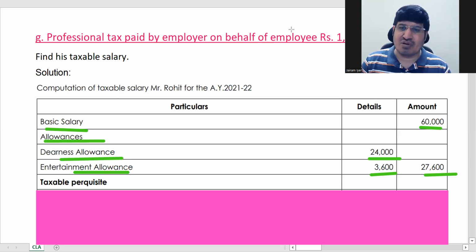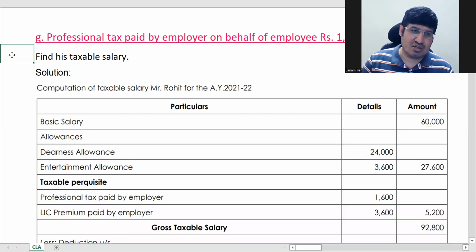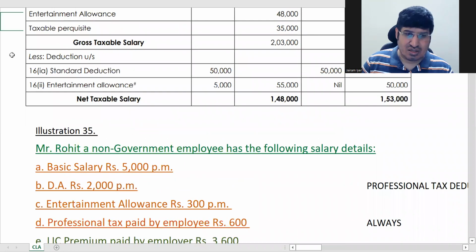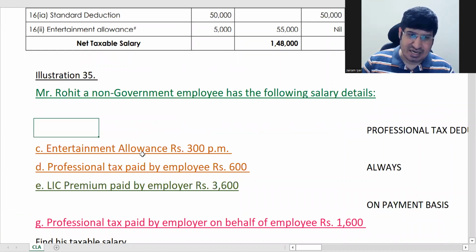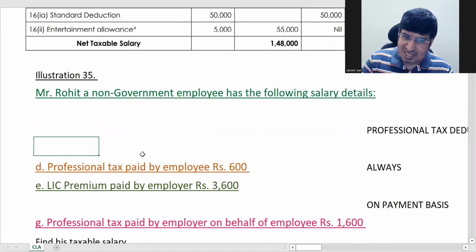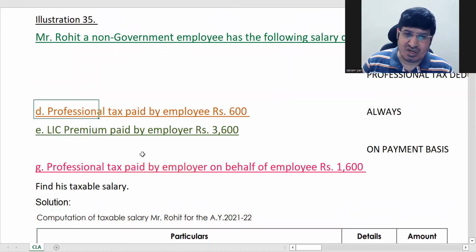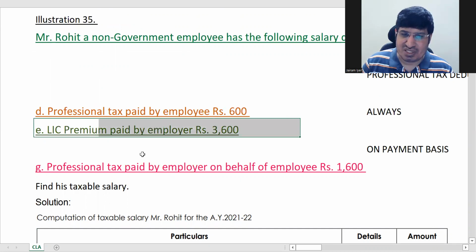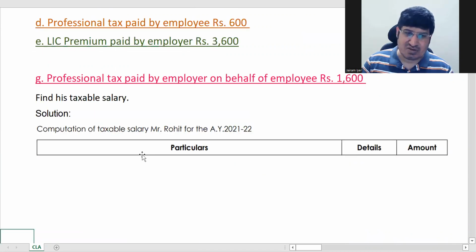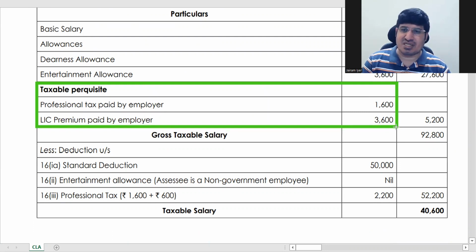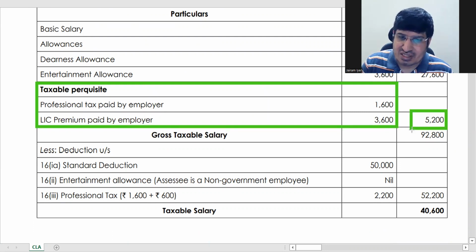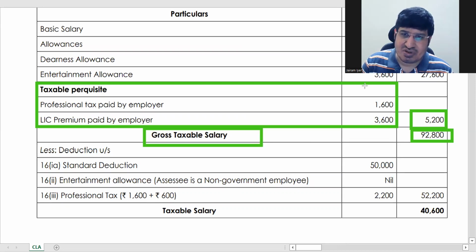Okay, then again taking you up. So these first three things are taken. What is now remaining is your perquisites, which are the LIC premium 3,600 and this one 1,600. These two next we have to take. See here, these two are taxable perquisites, 1,600 and 3,600. Correct? Add them, you will get this. Now add all the above things, you'll get gross taxable salary. So 1,600 and 3,600 also are taken.